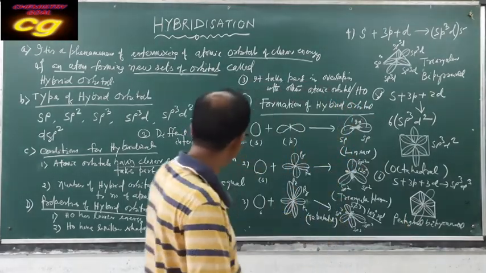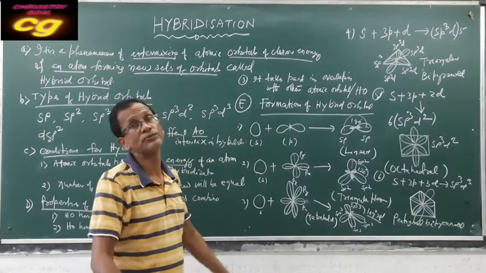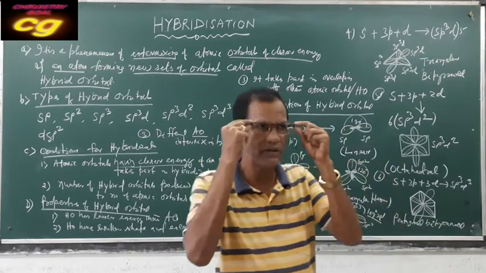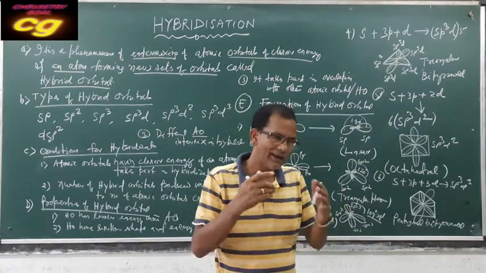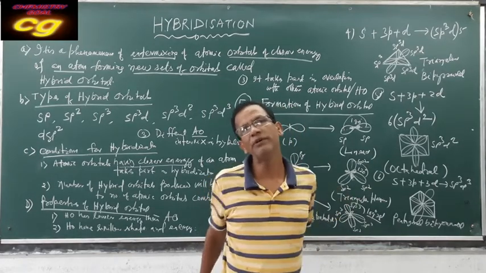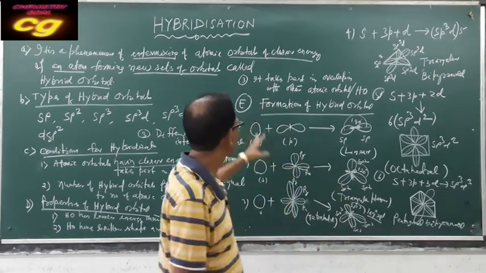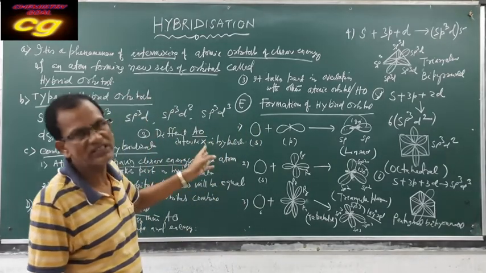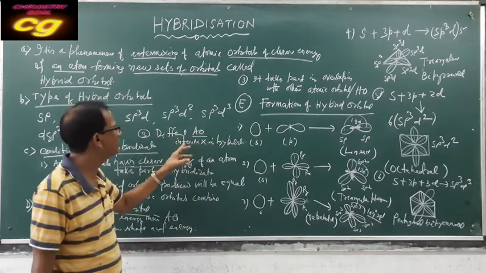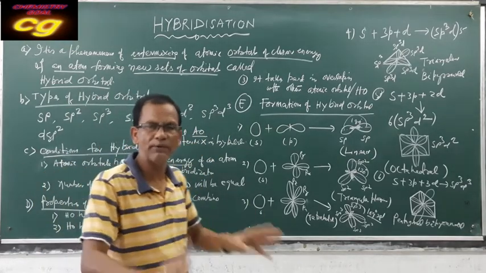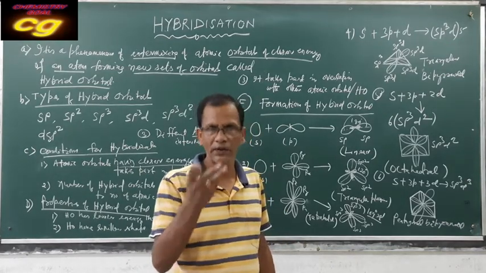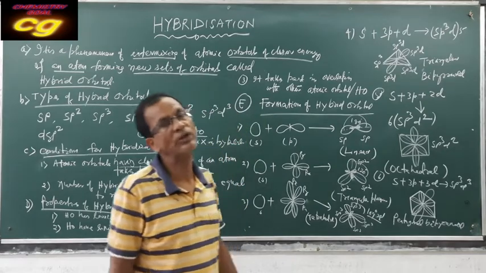But another thing is, without s, hybridization is not possible, because the stability of the hybrid orbital increases when s is added. Without s, the stability of the hybrid orbital will not be more. That's why s is always included in hybridization. So by taking only p, hybridization is not possible. Different atomic orbitals s, p, d, f, like these, will intermix.